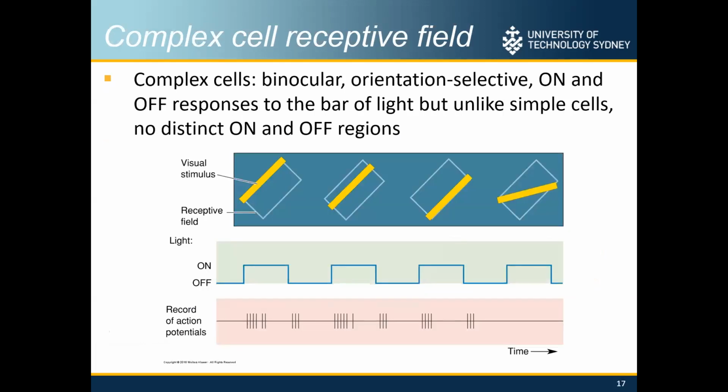Like cells with simple receptive fields, complex cells are also binocular and orientation selective. However, they do not have distinct on and off regions. As you can see in the diagram, correctly oriented light leads to the generation of an action potential. However, incorrect orientation does not elicit a response. Furthermore, regardless of the position of the bar of light, this leads to an action potential, accompanied by a response to off for each of the stimuli.